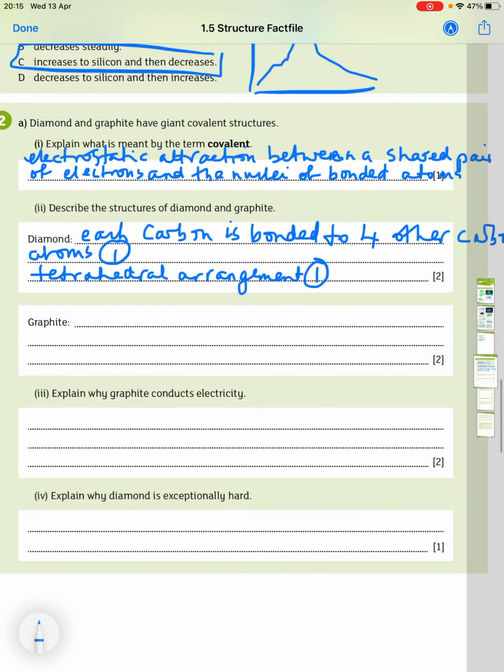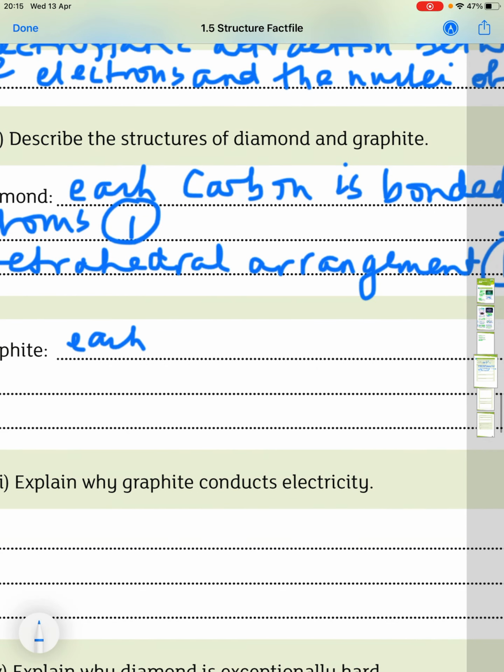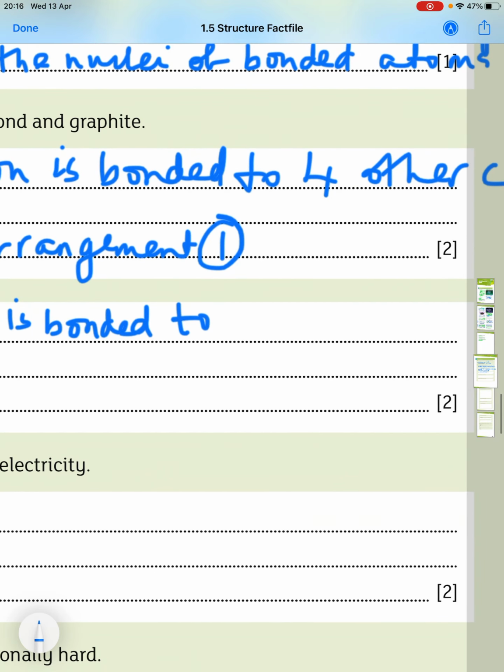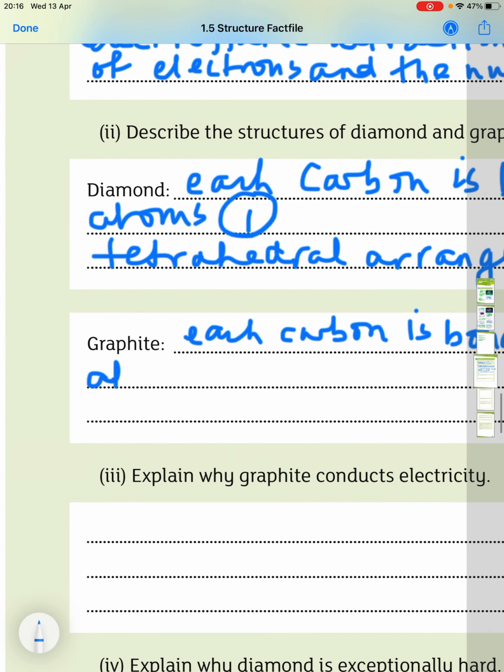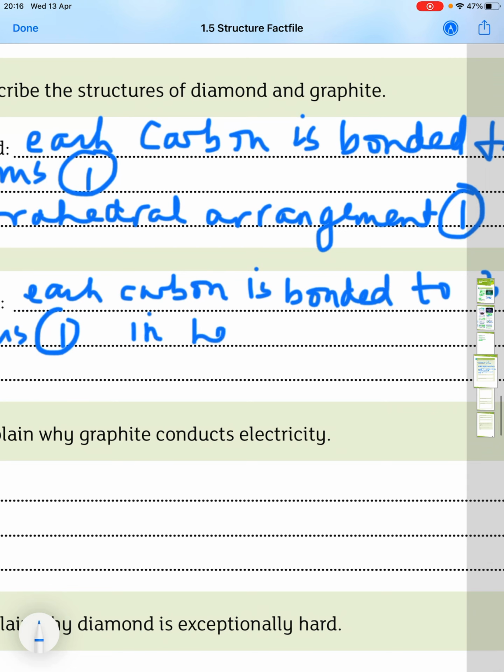So you could mention that the bond angle there is 109.5 instead of saying tetrahedral, but either is fine. So then the structure of graphite, you're going to say each carbon is bonded to 3 other carbon atoms. And that's your first mark. And your second mark then is for saying that they are in hexagonal layers.